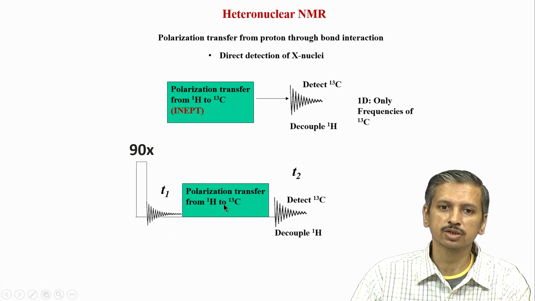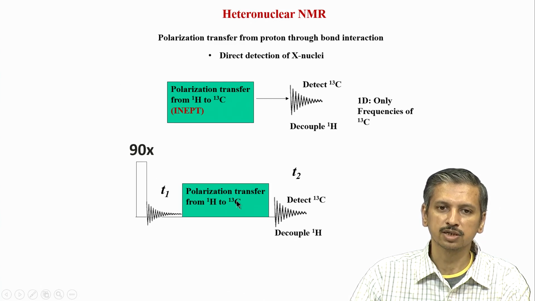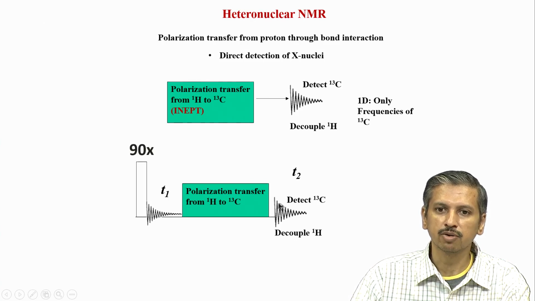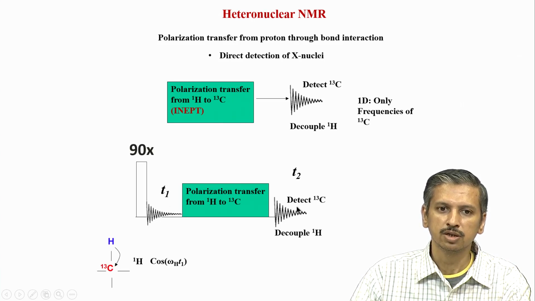But in biomolecules, normally we restrict the transfer to only one bond, and this can easily be done by using an appropriate INEPT experiment, which I will show you when we come to more detailed 2D heteronuclear NMR. So, right now, let us see only the correlation between proton and carbon. The only problem here is that this experiment, as I said, is not very popular because we are detecting carbon. So, this is how it works.